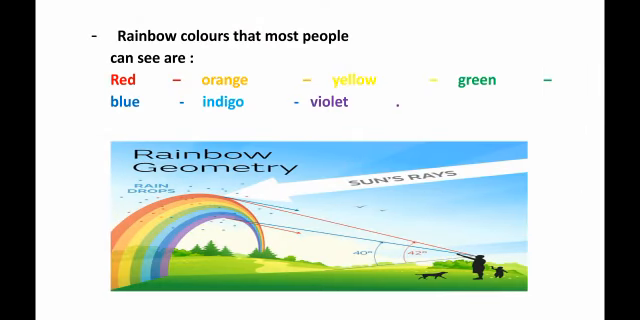Then the rainbow colors that most people can see are red, orange, yellow, green, blue, indigo, violet. And we said it's 7 colors. A rainbow consists of 7 colors.